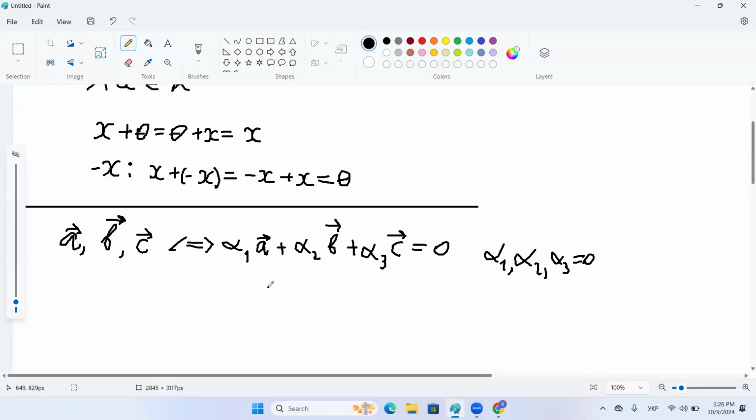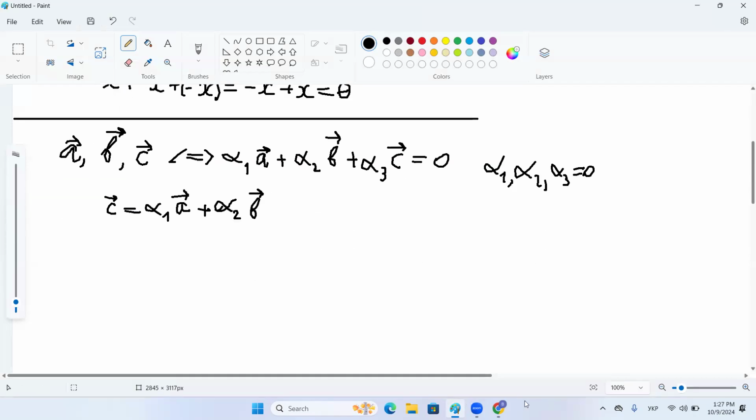How to explain it simpler? It means that, for example, we can express c as a linear combination of the other elements. We can find some coefficients with which we can express the third one. Do you understand what I mean, or maybe any questions for now? No questions. Okay, let's go to the task.